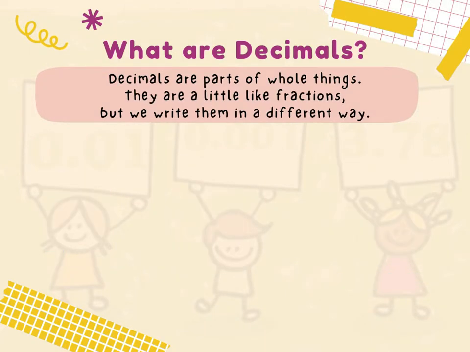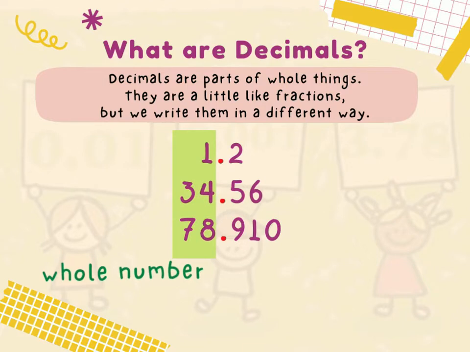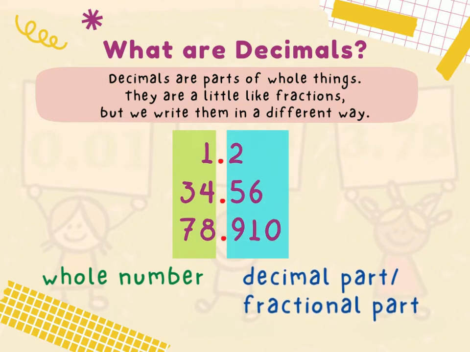The following numbers are examples of decimal numbers: 1.2, 34.56, 78.910. Any number that has a decimal point is a decimal number. Decimal point separates the whole number and the decimal part or fractional part.